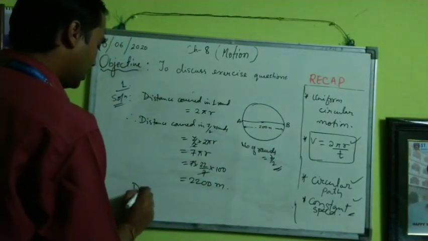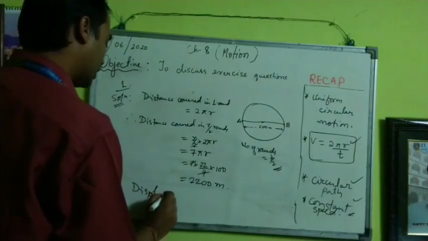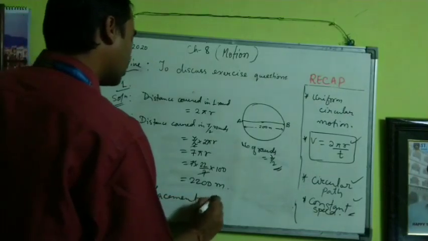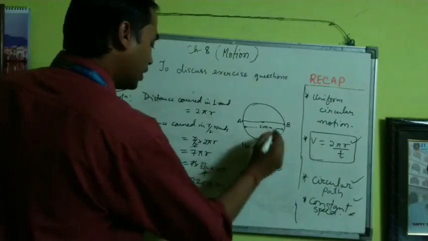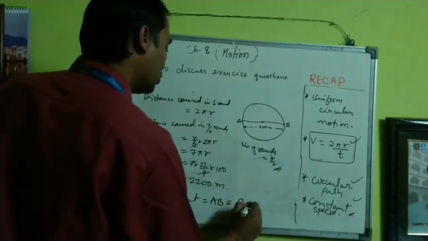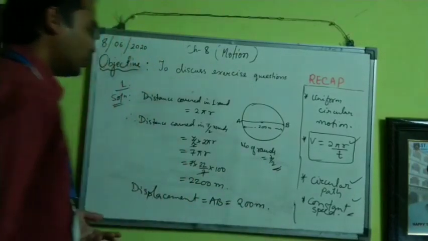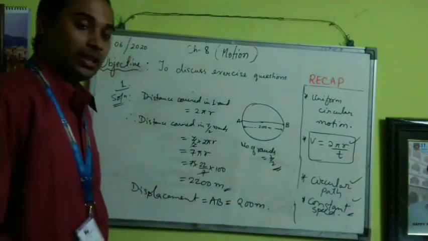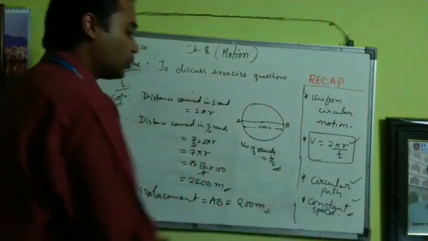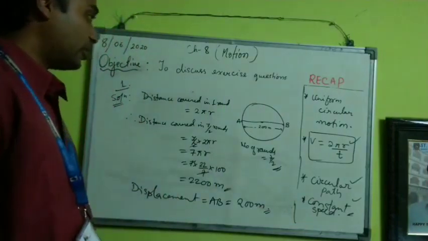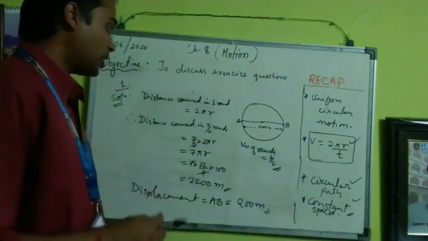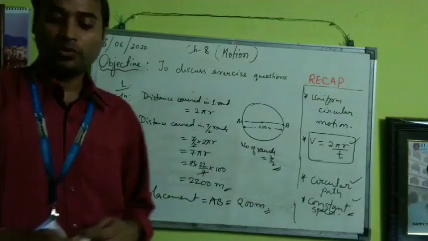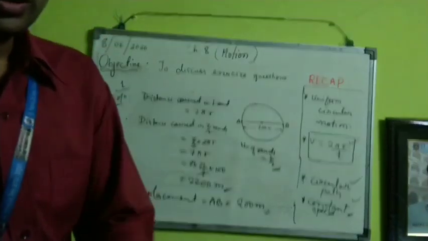Displacement, once again let us write, displacement is equal to AB, and this AB is nothing but the diameter, which is equal to 200 meter. So the distance we got as 2200 meters and displacement we got as 200 meters. I hope you have understood this part. Now let us move to question number 2.